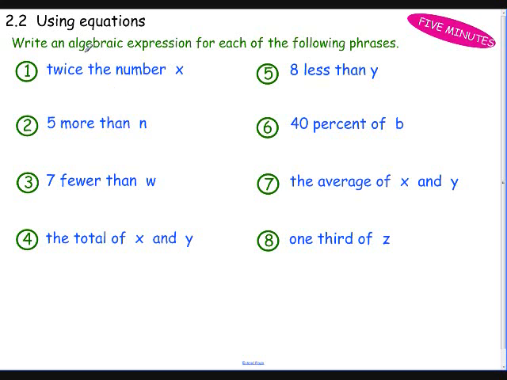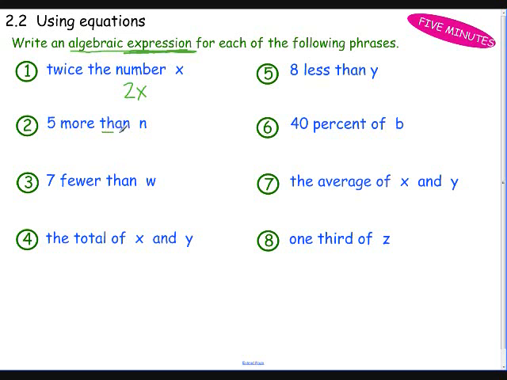Now, notice we're talking about an algebraic expression, not an algebraic equation. An equation is when we say something is equal to something else. In these 8 examples, we don't say that they're equal to anything in particular. We're just trying to come up with a way to convert this from words to an algebraic expression. Is that the same as twice the number x? Yes.